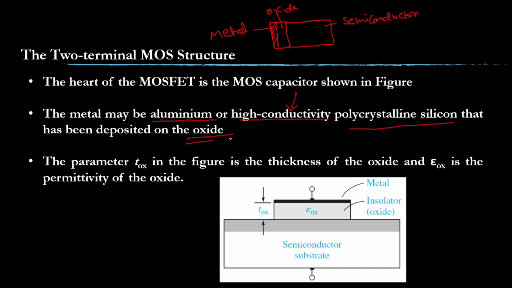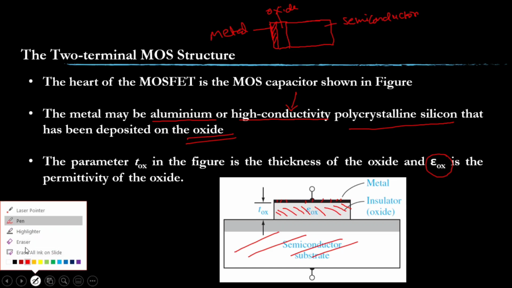We have the oxide layer. Look at this diagram. You can see the metal layer over here. Here we can see the insulator oxide layer, followed by our semiconductor layer: metal oxide semiconductor, MOS. You can see TOX in the figure is the thickness of the oxide, and epsilon OX is the permittivity of the oxide. So this is the basic structure of the two-terminal MOS structure.